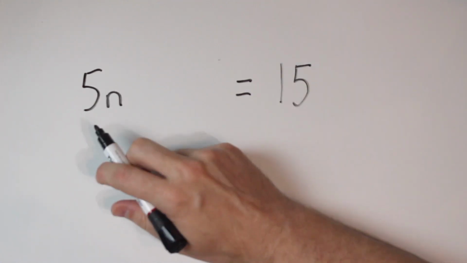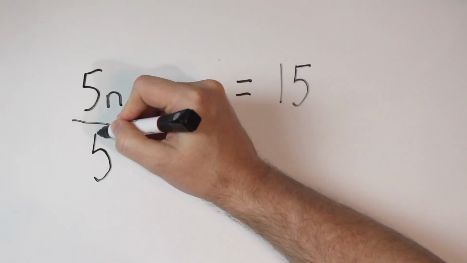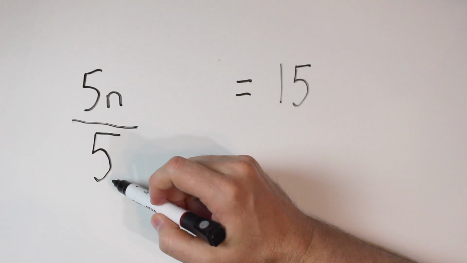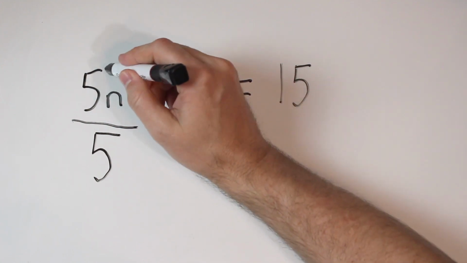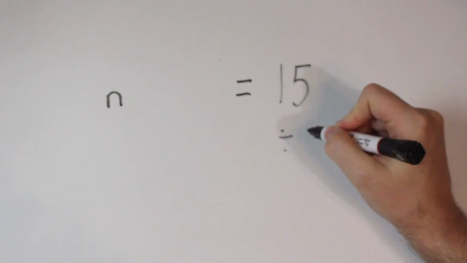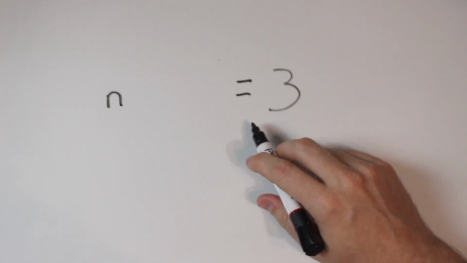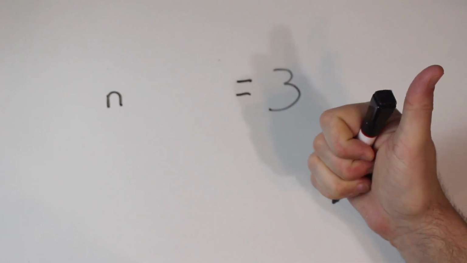Now we undo the multiplication. To undo 5 times n, we divide by 5. On this side, the 5's cancel. On the other side, 15 divided by 5 is 3. Now we're left with n equals 3. And we're done.